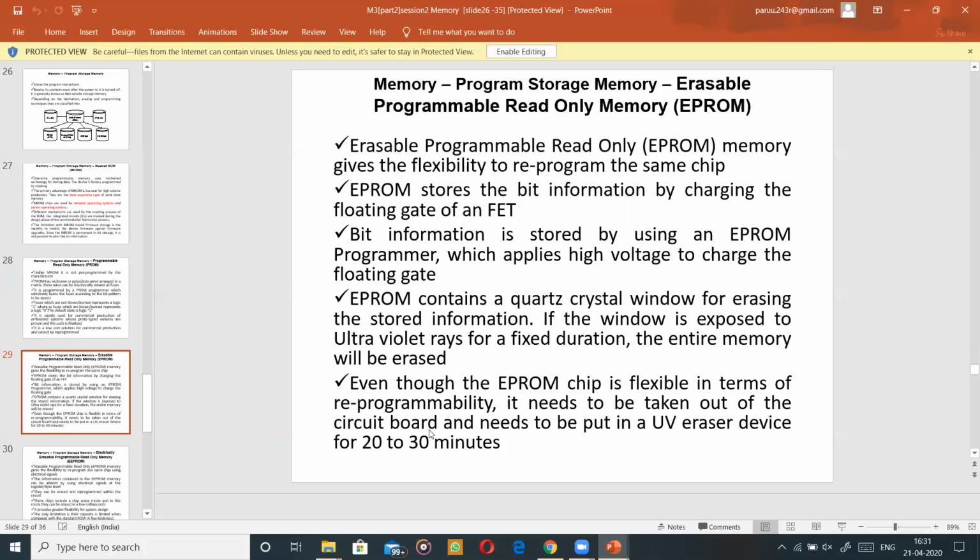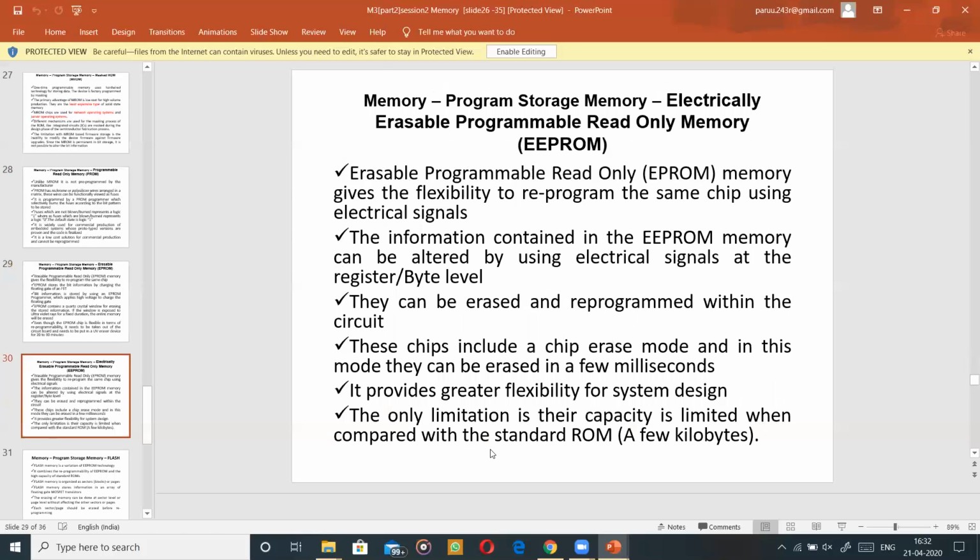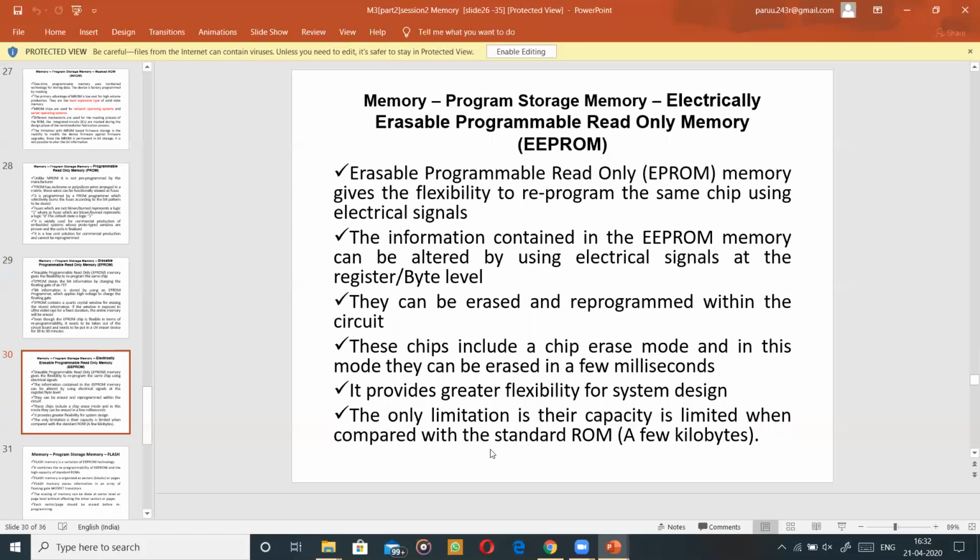In this case, you have to take that chip from the board and place it in another PCB which supports this entire mechanism. And then you have to pass the UV rays to erase it, for 20 to 30 minutes. So that is the problem. While reprogramming, you have to take that particular IC from the board. This is the drawback of EPROM. So now let us go to the next slide.